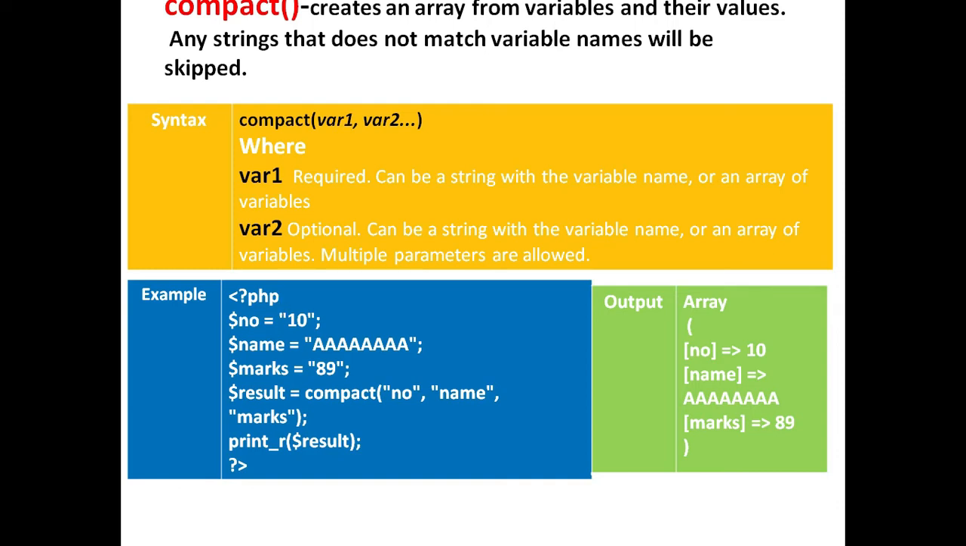In this example, I use 3 variables, number, name and marks, and I use the compact method with number, name and marks and assign it to result. The output will be an array with number, name and marks as the keys and 10, A and 89 as the values for those keys.